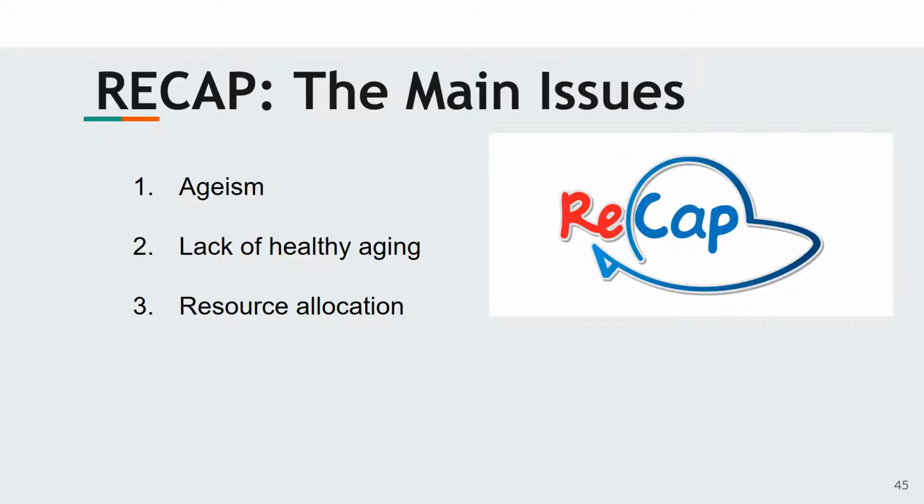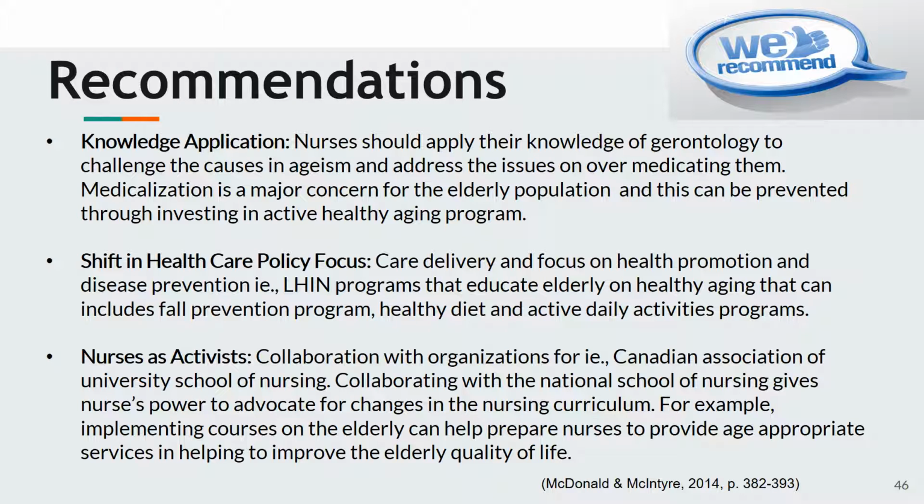Okay, so we're going to recap the main issues we discussed. First was ageism, second was the lack of healthy aging, and third, resources allocation. So now I will discuss some of the recommendations. The first is knowledge application. So it refers to nurses should apply their knowledge of gerontology to challenge the causes of ageism and address the issue of over-medicating the elder population. Medicalization is a major concern for the elderly population, and this can be prevented through investing in active, healthy aging programs.